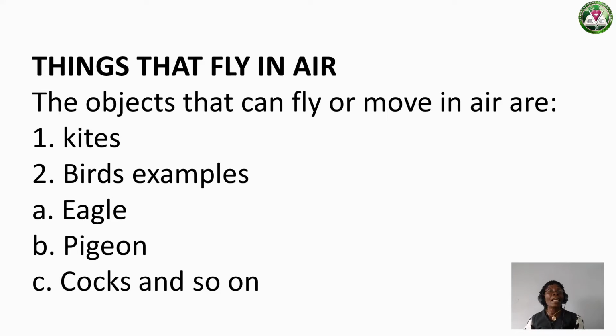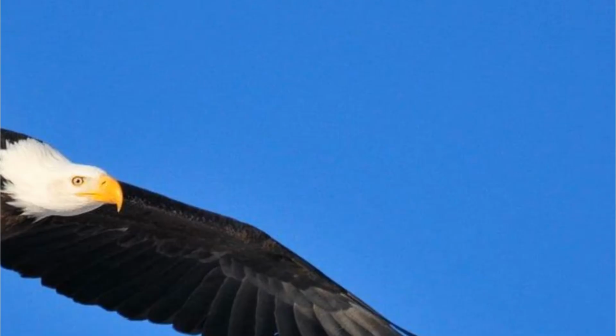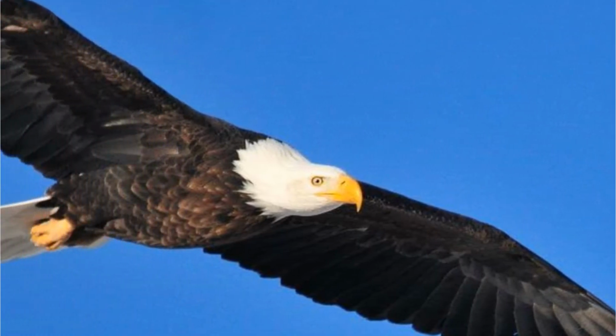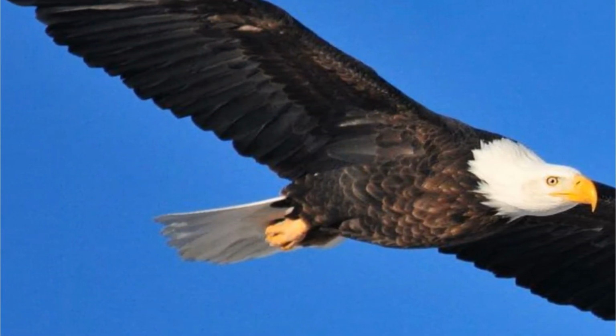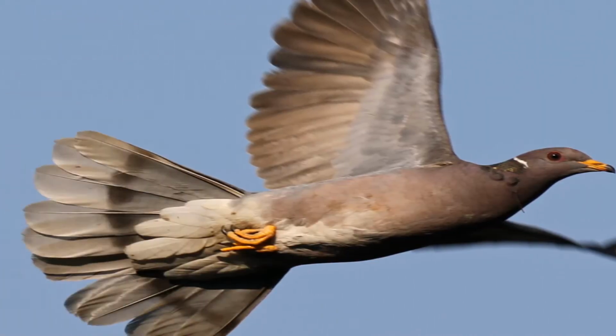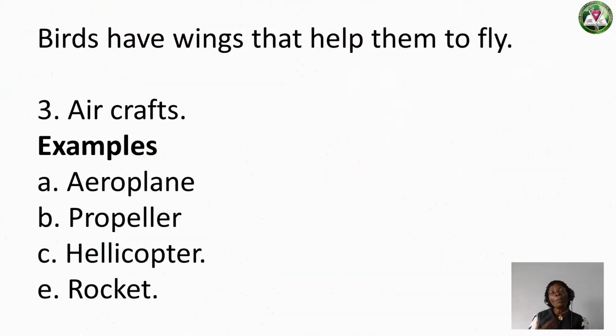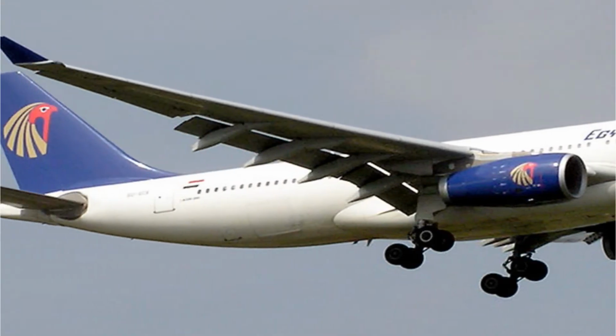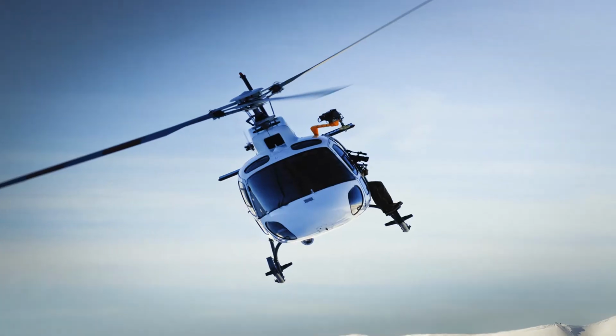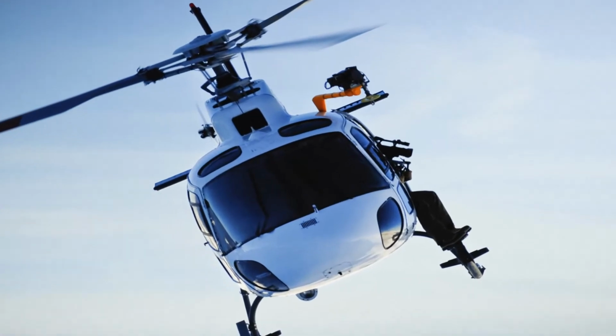We also have other objects that fly in the air, the birds. Examples of birds are eagles, pigeons, cocks, etc. Another object that flies in the air includes the aircrafts. Examples of aircrafts are aeroplane, propeller, helicopter, and rocket.